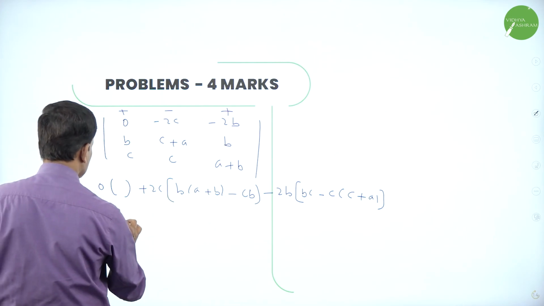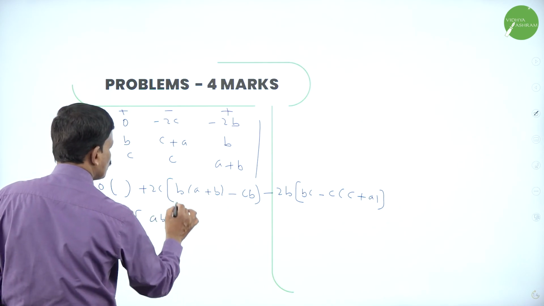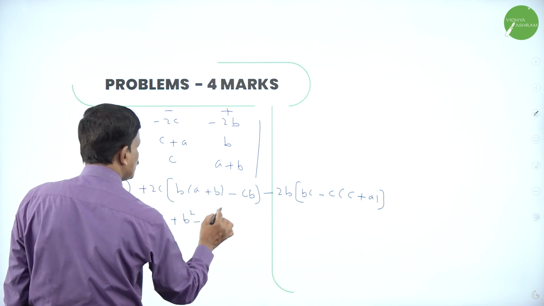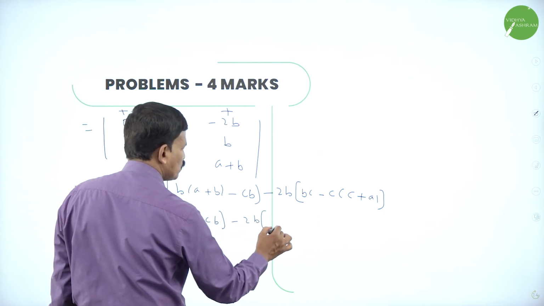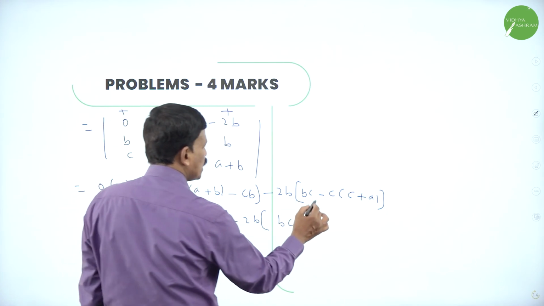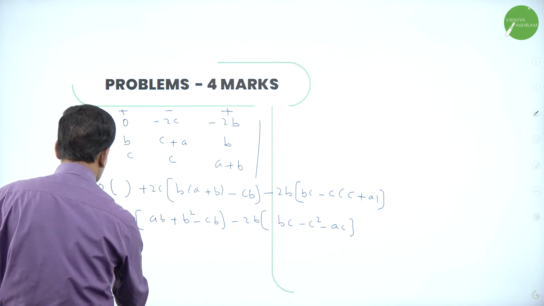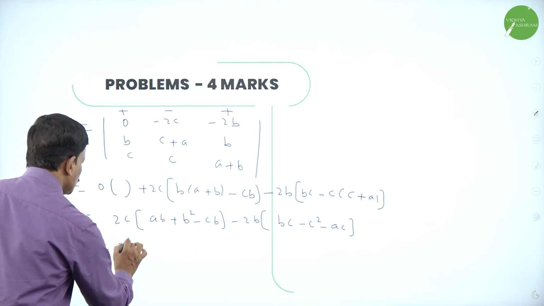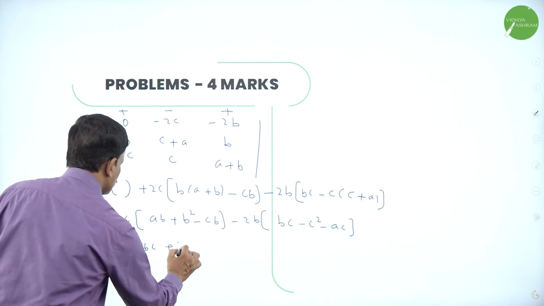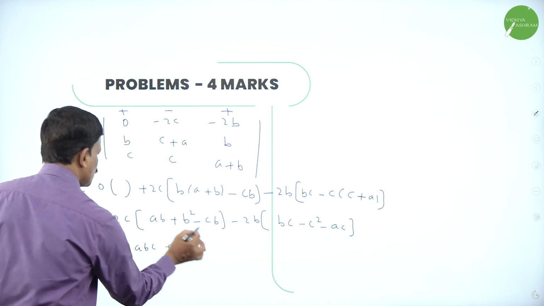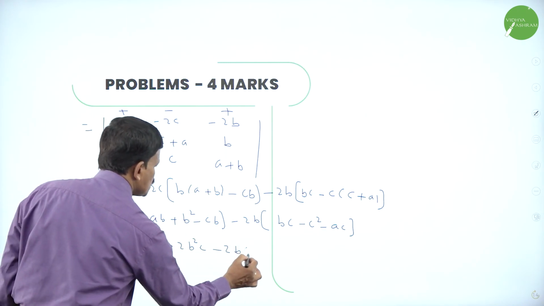So just keep this 2C as it is, multiply this, B into A is AB, plus B into B is B square, minus C into B is CB, minus, just keep 2B as it is, multiply it, B into C is BC, minus C into C is C square, minus C into A is AC. Now multiply with 2C, 2 into C into AB is 2ABC, plus 2 into B square into C, B square C, minus 2 into B as it is, C into C is C square.